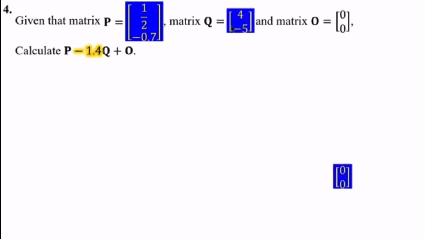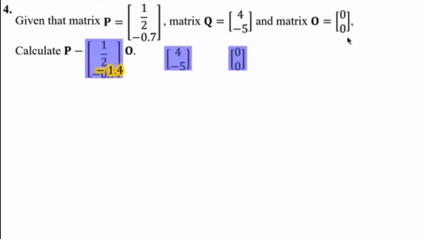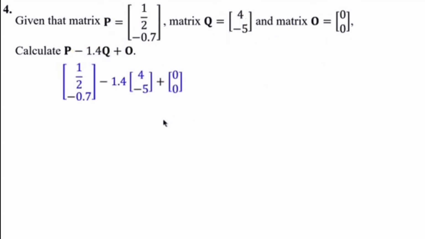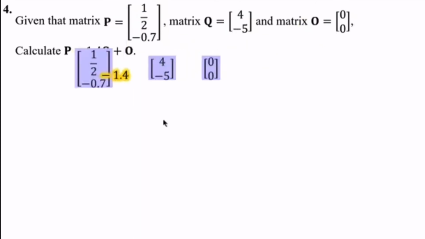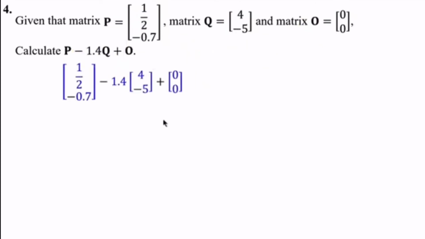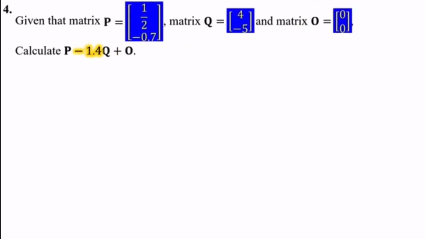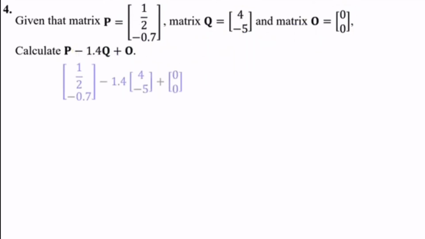Okay, so we are going to list down the matrix accordingly to the question. Okay, so let's do it now. Let's list down the matrix like this. 1 over 2, negative 0.7. Okay, and then minus 1.4 times with the matrix Q and the 0, 0 for the matrix O. And then we will try to sum up. We do the operation of minus and plus for this matrix, right? So we take 1 over 2, we highlight 1 over 2, minus 1.4 times 4 plus 0.